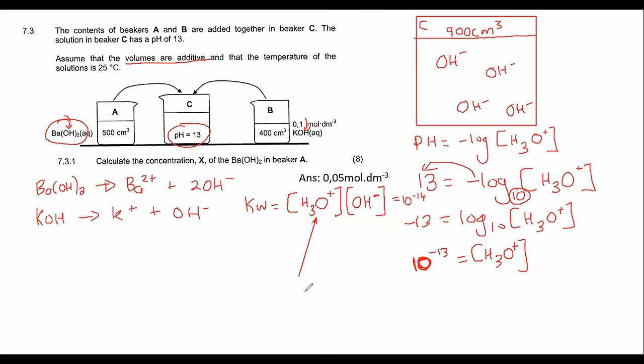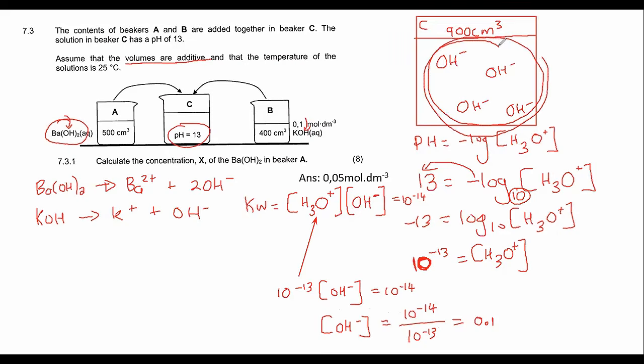Now, I can use that formula, as I said, so I can say 10 to the negative 13 multiplied by the OH minus is equal to 10 to the negative 14. And so if I now have to work that out, I can say 10 to the negative 14 divided by 10 to the negative 13, and that gives 0.1. So guys, what that now means is that I know the concentration of OH minus in this solution, right?